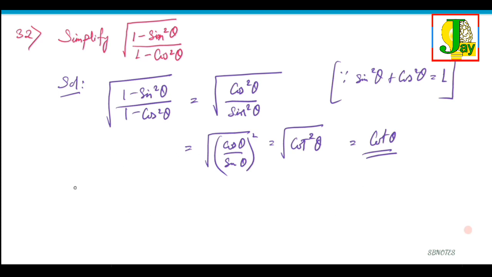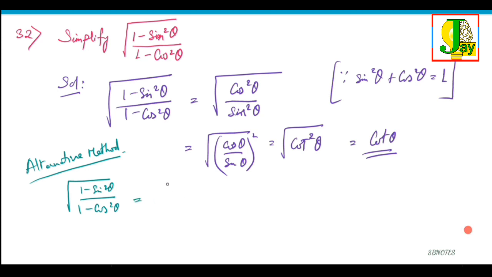The other way of solving this is 1 minus sin square theta upon 1 minus cos square theta. This is the alternative method. So a particular question can be solved in so many ways. Root over (1 minus sin square theta) upon sin square theta. I've already converted only the trigonometry part. Okay, so that's 1 by sin square theta minus sin square by sin square theta is 1.